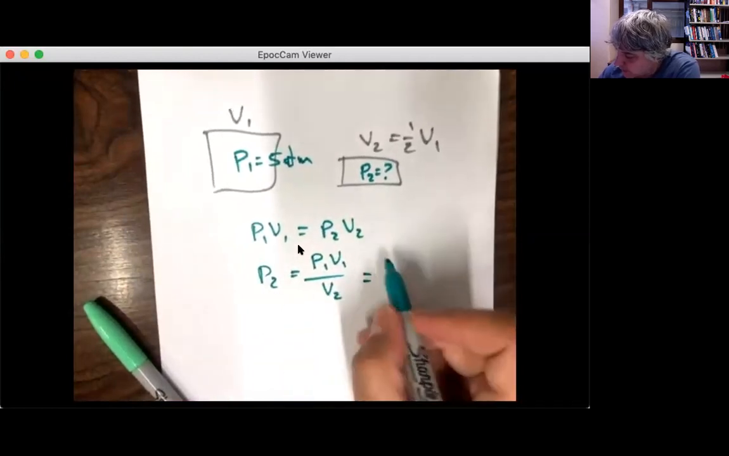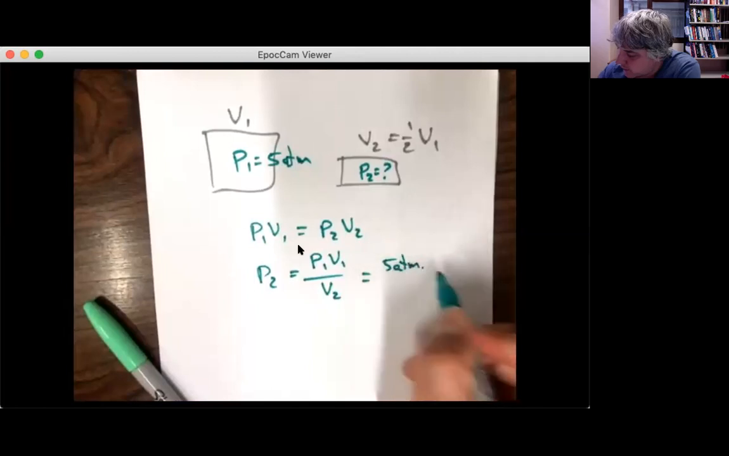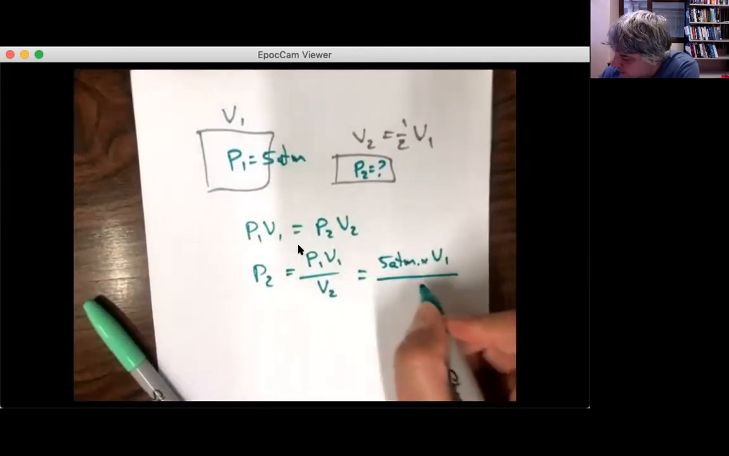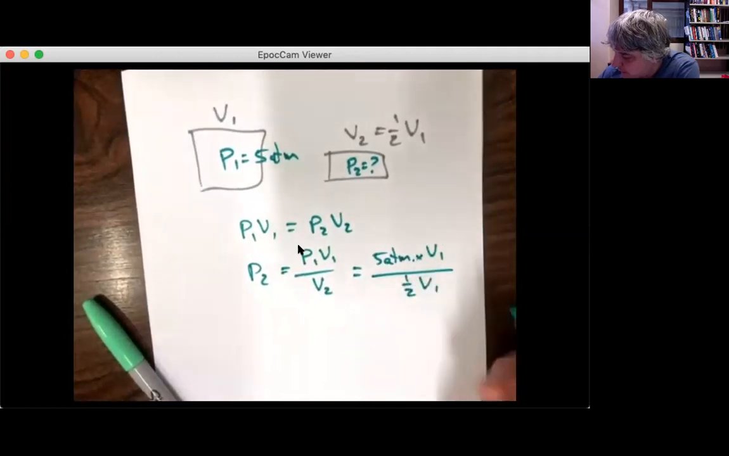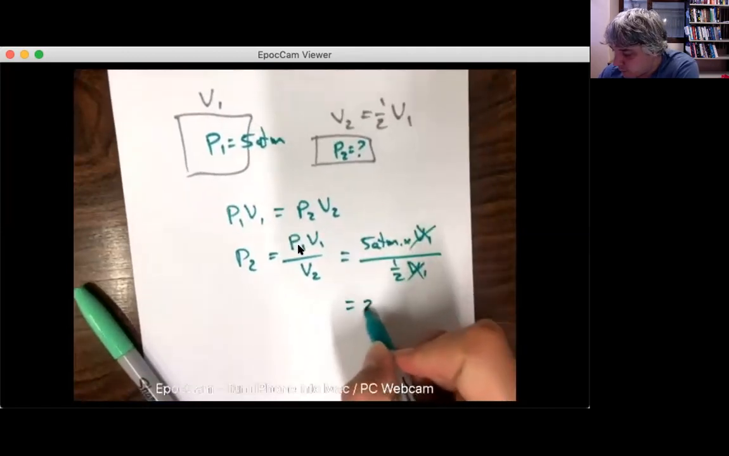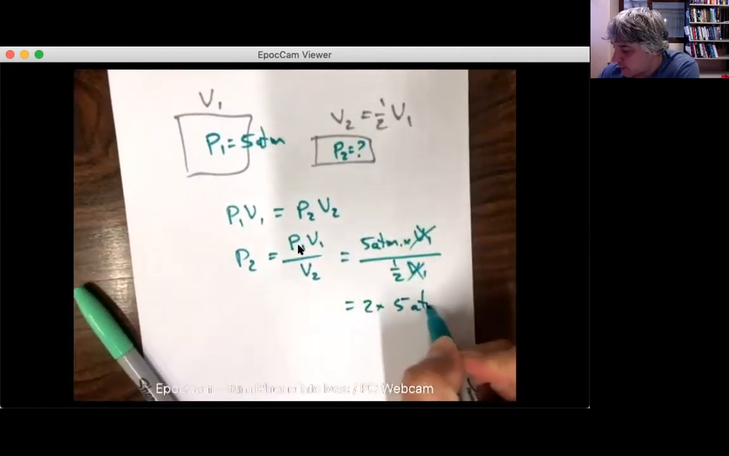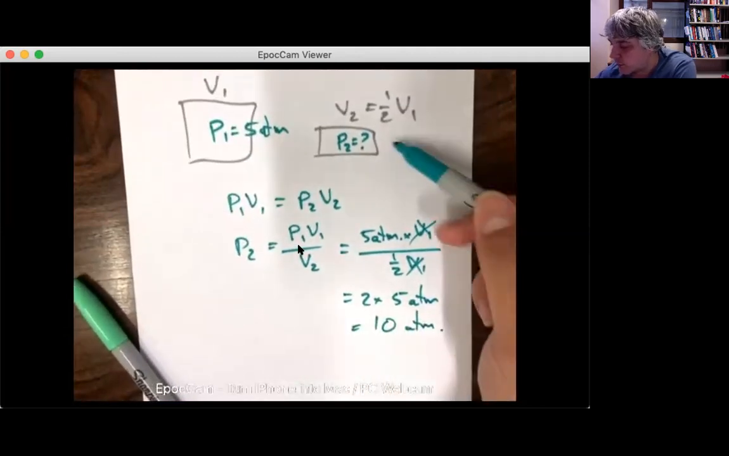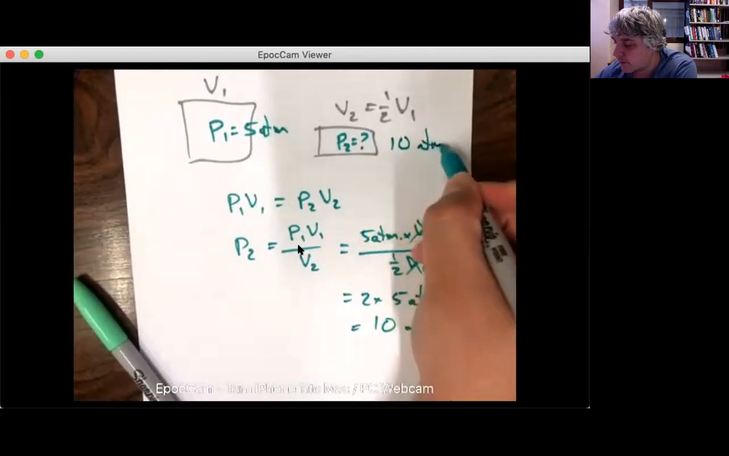So that's 5 atmospheres times V1, which we don't know, but we do know that V2 is equal to a half V1. So we can cancel out the V1s. So we have 5 atmospheres divided by a half, which is the same as saying multiplying by 2. So 2 times 5 atmospheres, which is 10 atmospheres. So the pressure here would be 10 atmospheres.